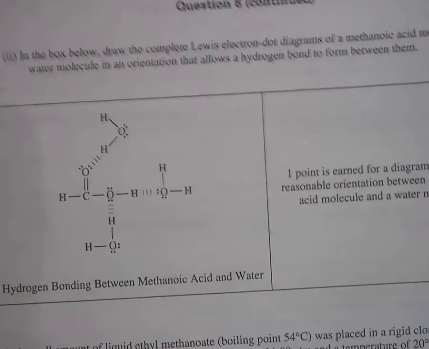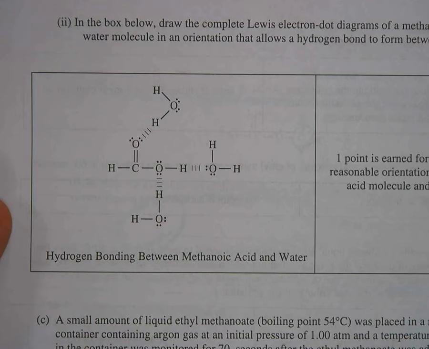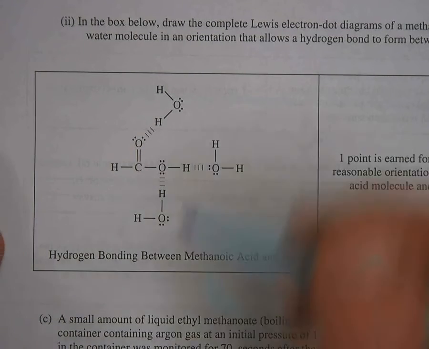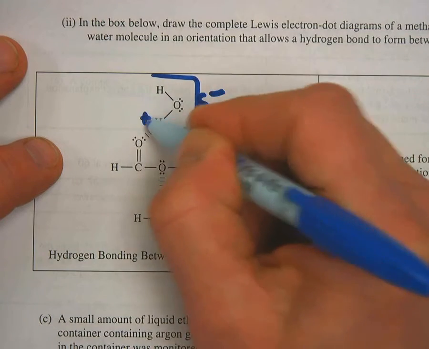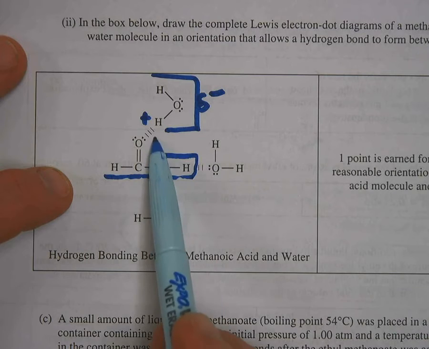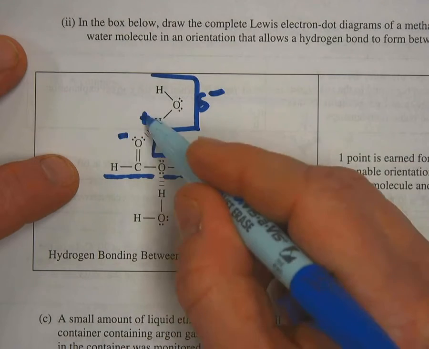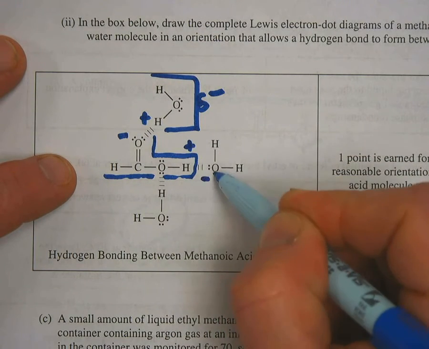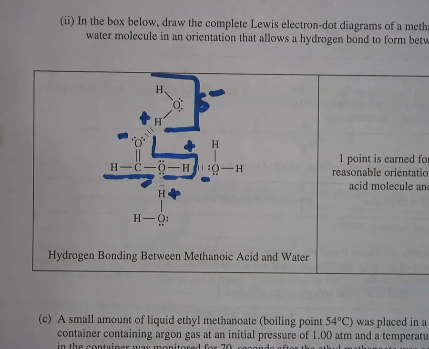Next, it says in the box below, draw the Lewis electron dot diagrams of a methanoic acid molecule and a water molecule in an orientation that allows a hydrogen bond to form between them. Now, we haven't reviewed chapter 11 yet with hydrogen bonding, but you should be able to get it. This water molecule is polar: negative partial charge here, positive partial charge here. You can have the methanoic acid molecule right here, and there's going to be a negative charge out here on the oxygen, so you can have an attraction between the negative and the positive. And here you've got the OH with a positive charge on the H to the negative water molecule.